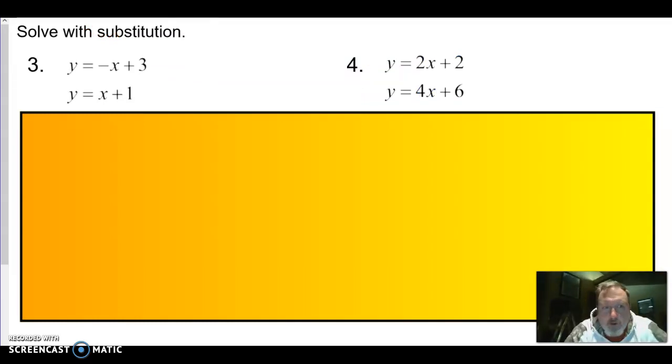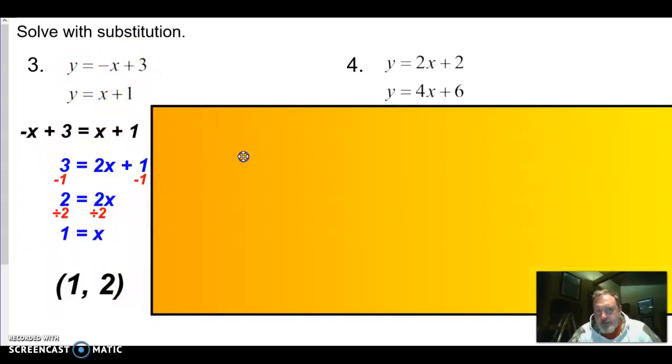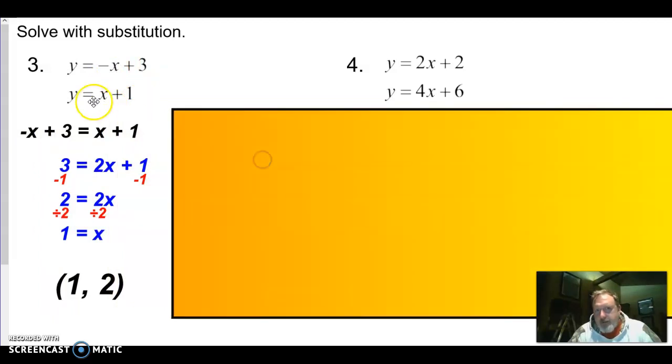Okay, 3 and 4. These two examples are very similar. If you look at both of these equations in number 3, they're both solved for y. So I got y equals negative x plus 3, y equals x plus 1. Since both of these quantities equal y, they are equal to each other. So I can actually say that negative x plus 3 is equal to x plus 1. Again, I can say that because they're both equal to y.